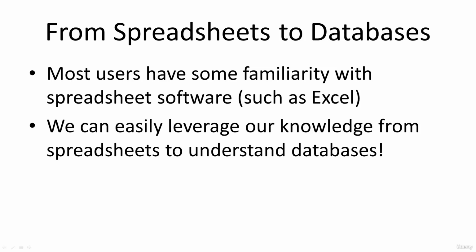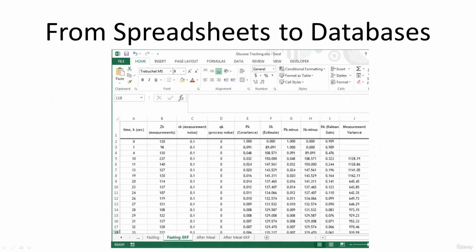So let's go ahead and leverage that knowledge from spreadsheets to understand databases and see the similarities between them. Here we have a picture of what looks like a normal spreadsheet. Here we have the columns. It's just a basic glucose tracking spreadsheet, and we have columns such as time, some measurements, etc., and various rows with different data points. And then at the bottom here we have tabs, which are referencing various sheets in the spreadsheet software.